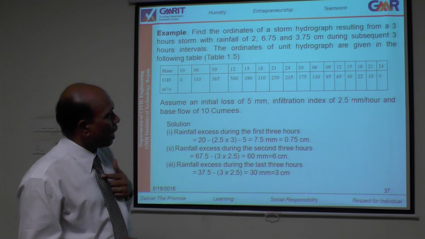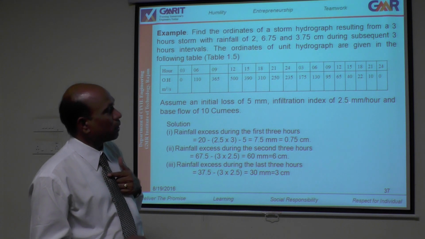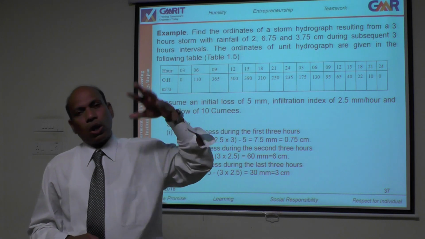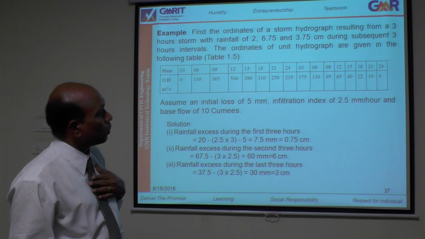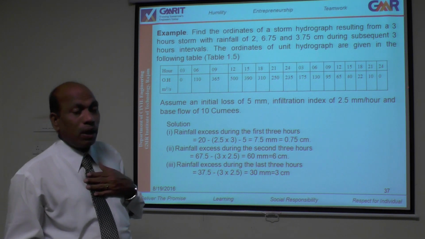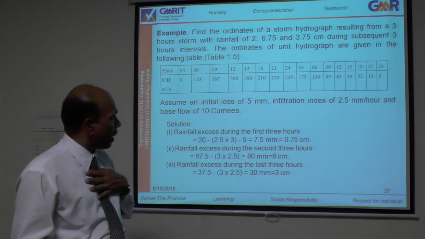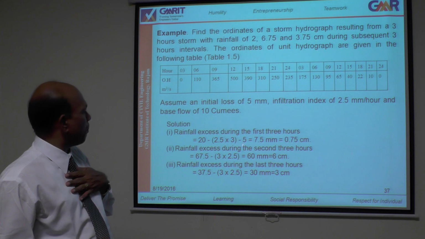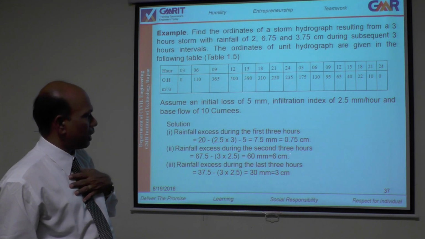Only the average rainfall infiltration, that is 2.5 mm per hour, should be deducted. This 2.5 mm infiltration should be continued for the entire rainfall pattern. So 2.5 into 3 hours, since the second rainfall duration is also 3 hours, equals 7.5. That is deducted from the 67.5 mm. Then we have 60 mm of rainfall excess, that is 6 centimeters.